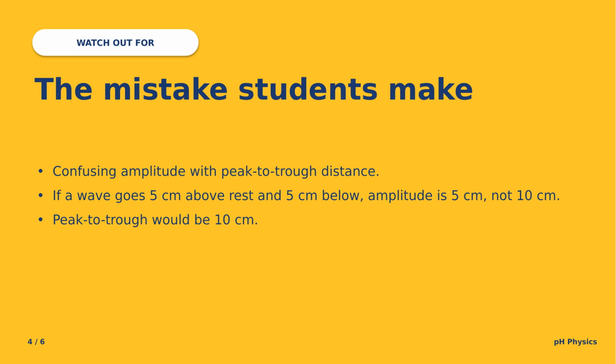Common slip, confusing amplitude with peak to trough distance. If a wave goes 5 centimeters above rest and 5 centimeters below, the amplitude is 5 centimeters, not 10 centimeters. Peak to trough would be 10 centimeters.